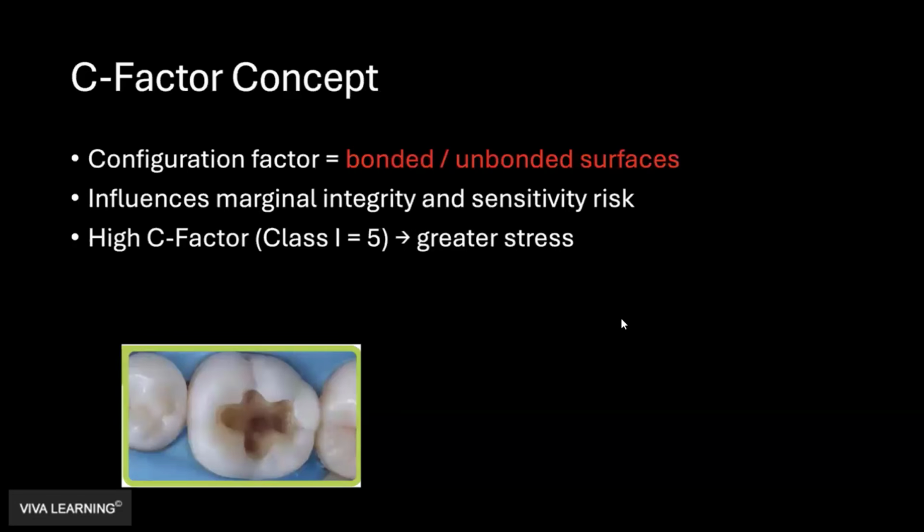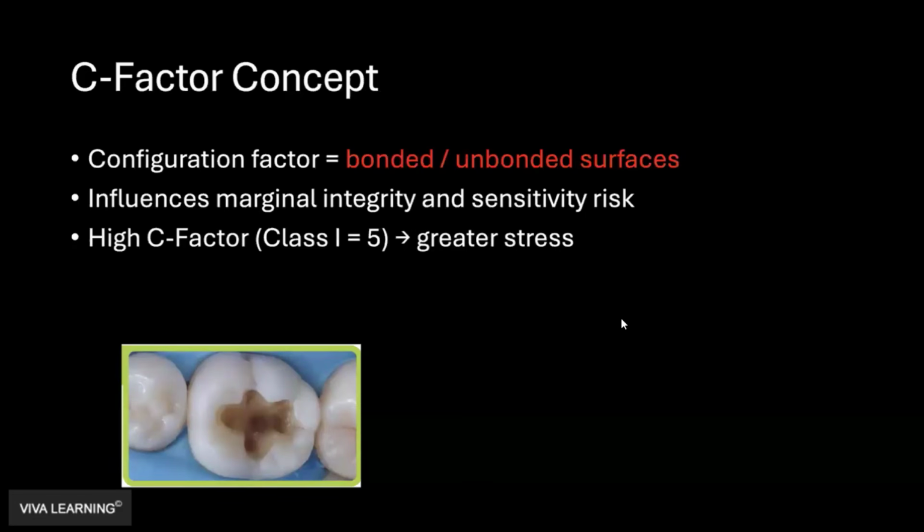We can find the highest ratio of C factor in restorations that have many walls, like a class 1. For example, a class 1 restoration has a C factor of 5. And ideally, we want to be 1 and below. That's an ideal C factor. What happens with a high C factor? When we have a high C factor, basically we create high stress.